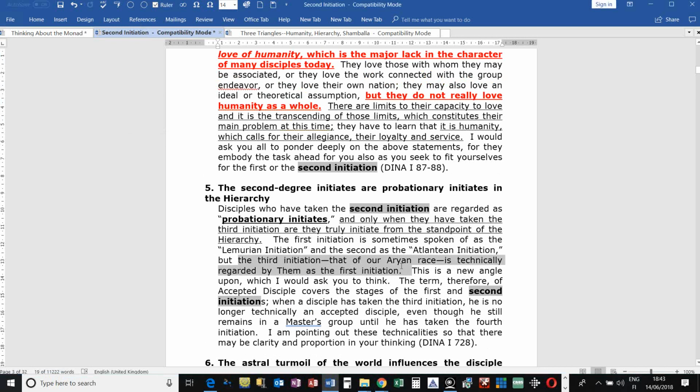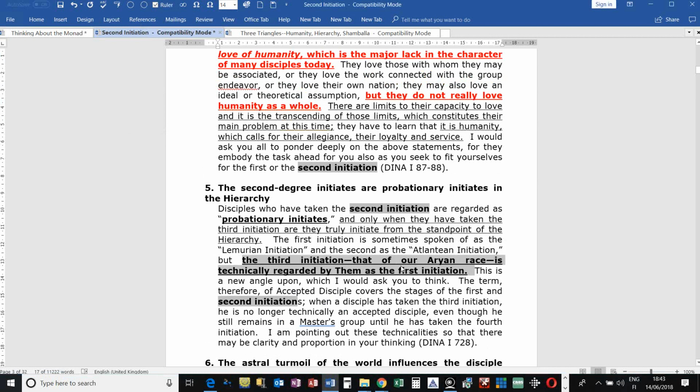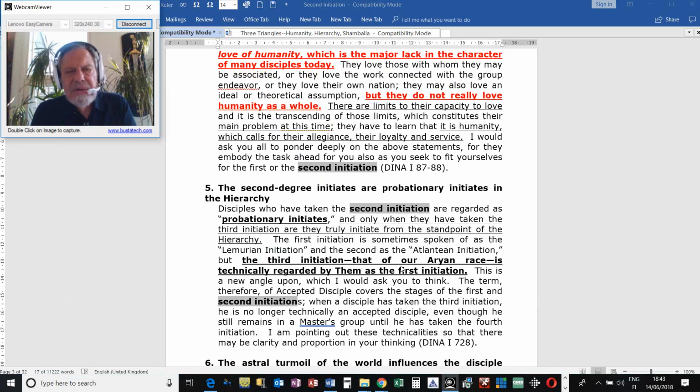So many of us, maybe we have some degree of probationary status, first degree, second degree, but not the real initiate status as the hierarchy regards it. So this is a new angle upon which I would ask you to think.